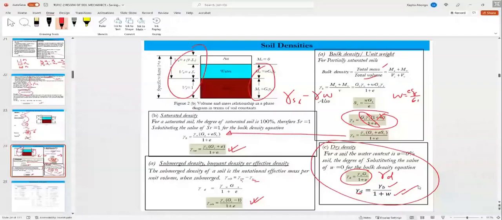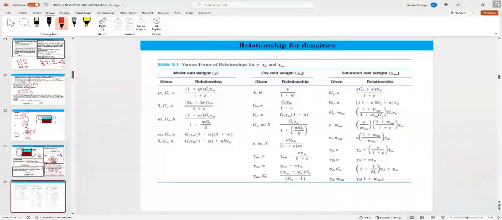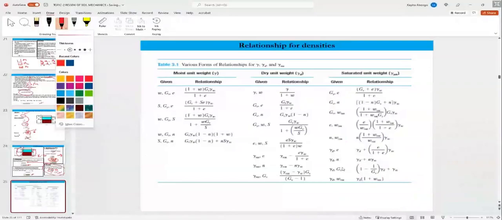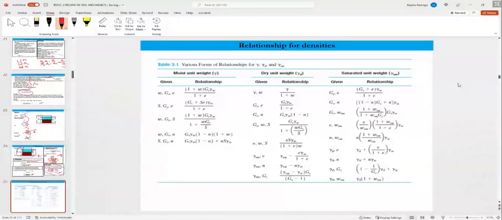Question? Any question? Are you following the lectures? The table I provided here will give you the relationships. Given certain parameters, you're able to work out your density. Is it something that you learned in soil mechanics 1? Chomba, or who is this Chomba? Is this something you learned in soil mechanics 1?